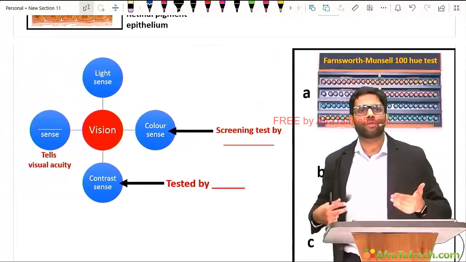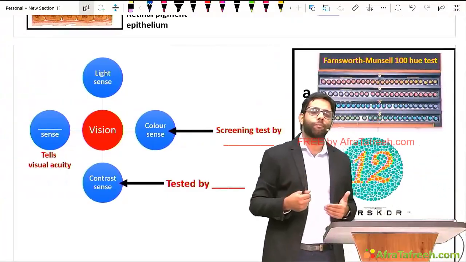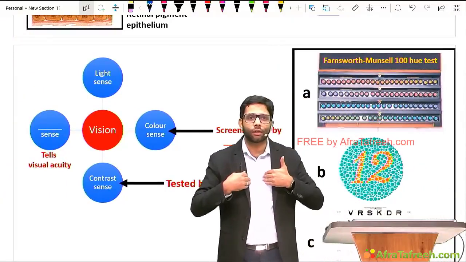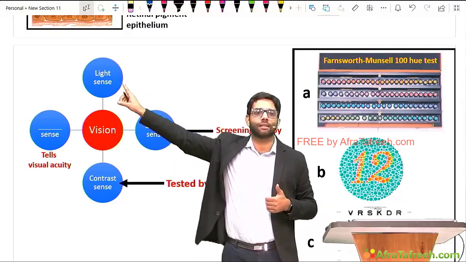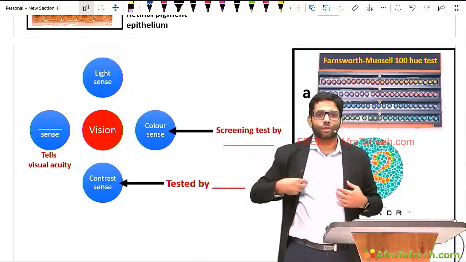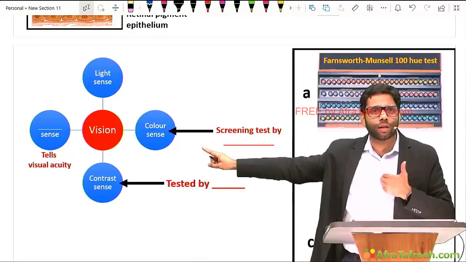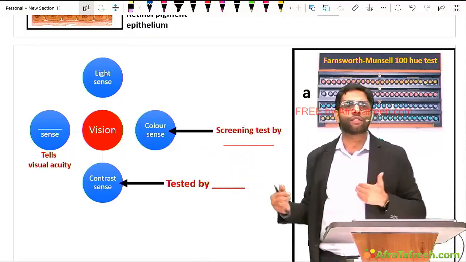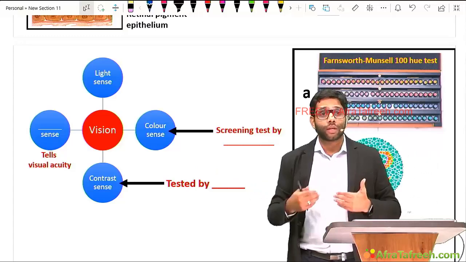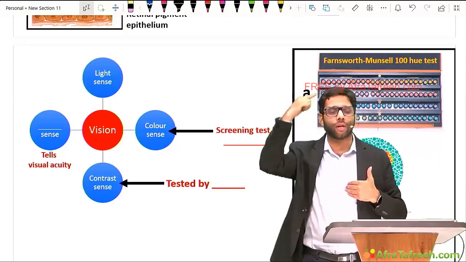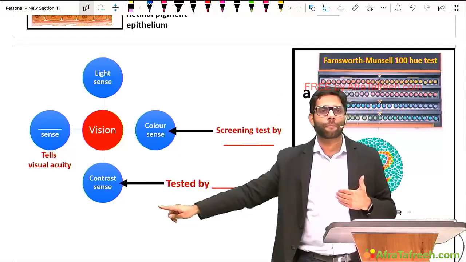Then when we see any object, like I am the object, you are seeing me. You are seeing me or not? If you can see me, you have a light sense. You can see the colors also. This is black, this is some pink or white. You can see the colors. That is called color sense. You have color sense. That's why you can appreciate the colors. You can see me in respect to the surroundings. That is a contrast sense.